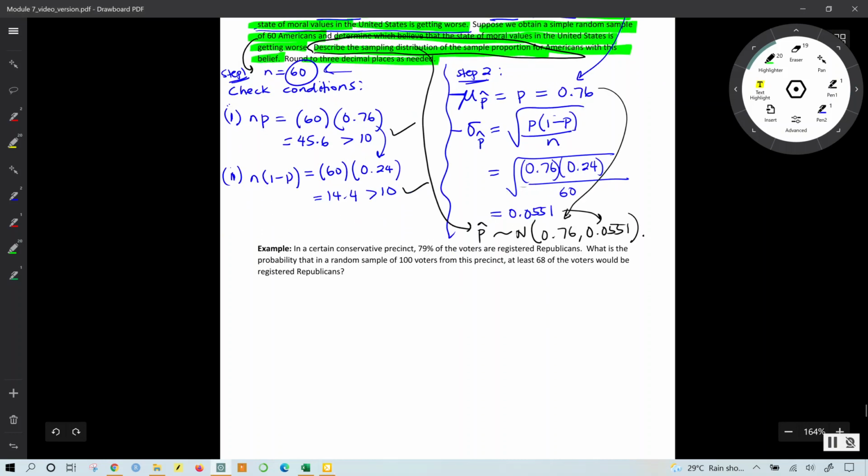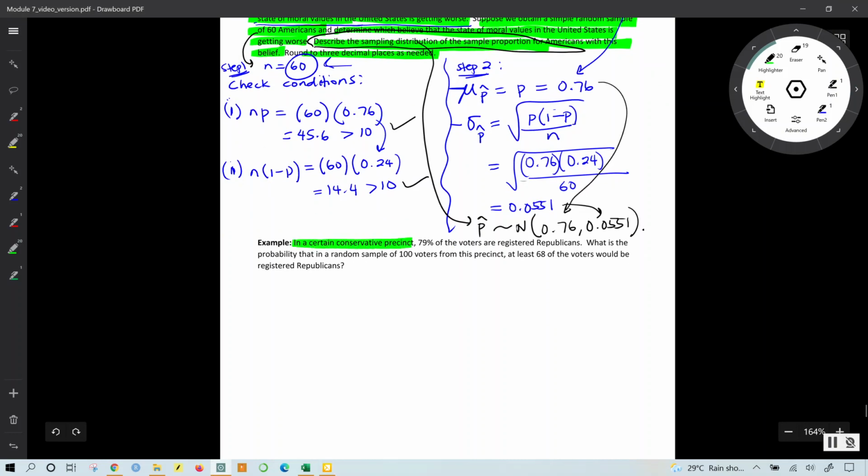Now we proceed to the next example. In a certain conservative precinct, 79% of voters are registered Republicans. So this means that in the general populace, we have 79% in this conservative precinct. Now the question is, what is the probability that in a random sample of 100 voters, meaning the sample size is 100, from this precinct, at least 68 of the voters would be registered Republicans?